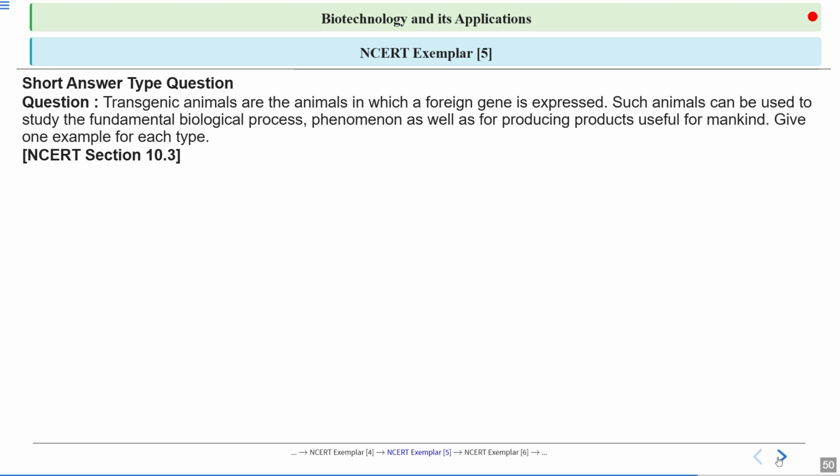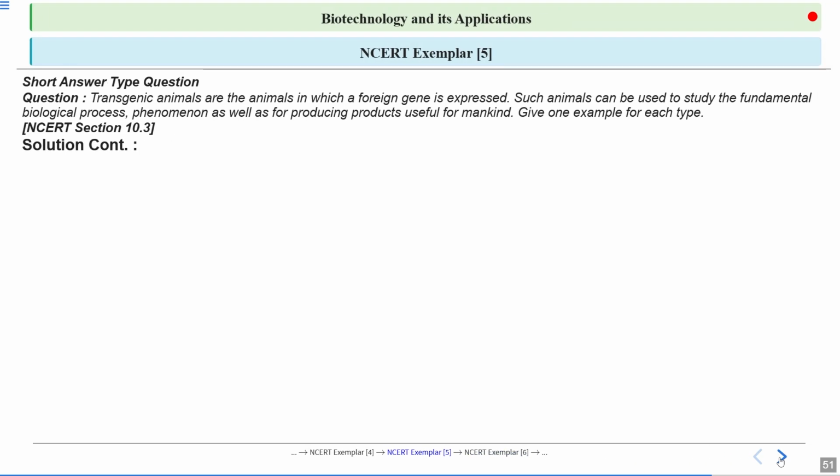This is from NCERT section 10.3. So we have studied why these transgenic animals are useful. We have studied that they are useful in studying normal physiology and development, and studying disease. Then there has been biological product formation, then vaccine safety, chemical safety, toxicity safety. So they are now asking us for one example. So what are these transgenic animals?